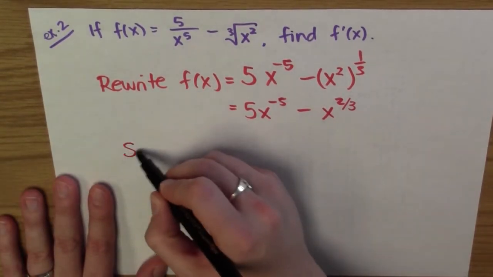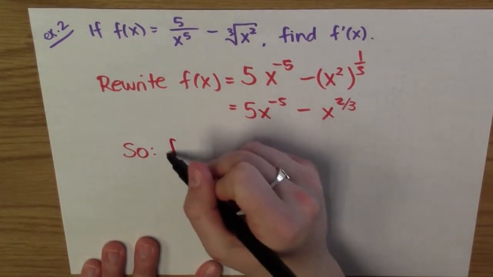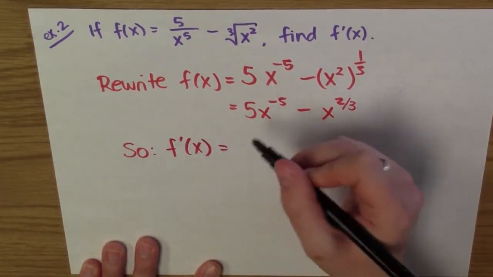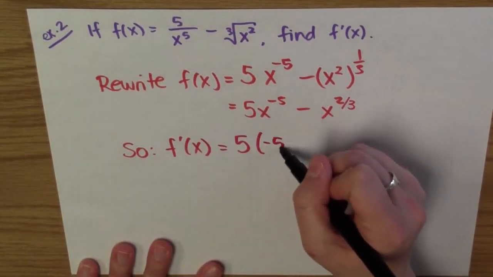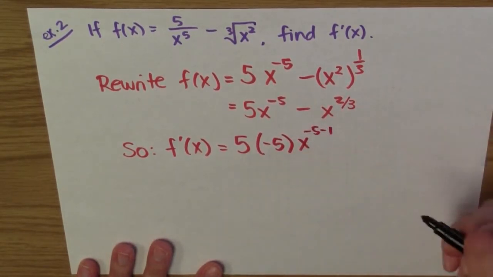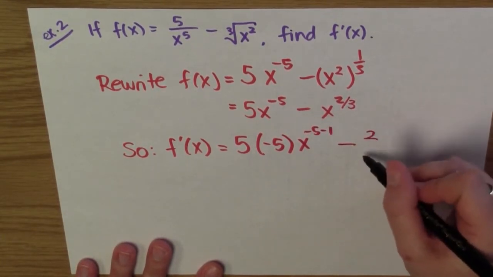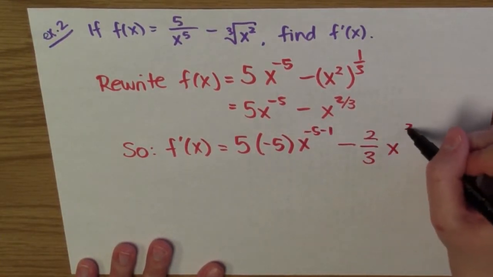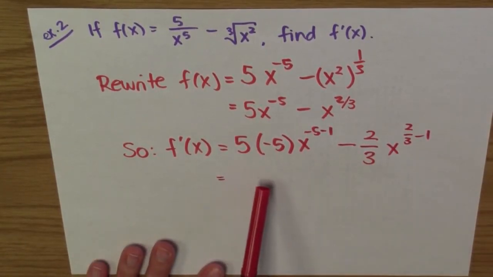So I'll again do this by the little bit faster method, so if you want to see it slow down, go back to the first video that we did on this topic. f prime of x is equal to 5 is the coefficient, so nothing happens there. The exponent is negative 5, x to the negative 5 minus 1. And then minus, I use the power rule on x to the 2/3, I get 2/3 x to the 2/3 minus 1. I simplify this expression.